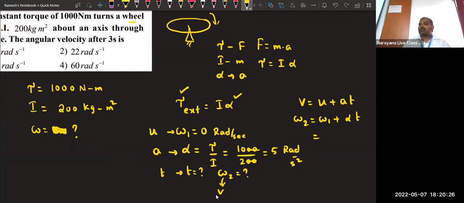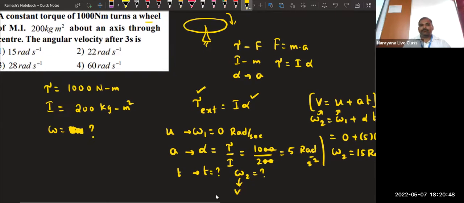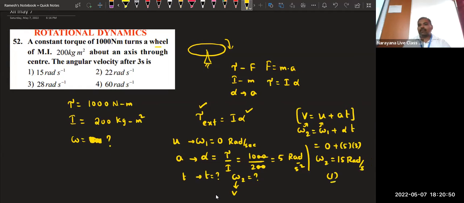Omega 1 value how much? This everyone knows, na, the first equation of motion. Just I am replacing with omega 2 and omega 1. Substitute omega 1 value: 0 plus alpha, means 5, into time value. How many seconds? 3 seconds. So what is the final angular speed equal to? 15 radians per second. Option 1 is the correct answer for the question.